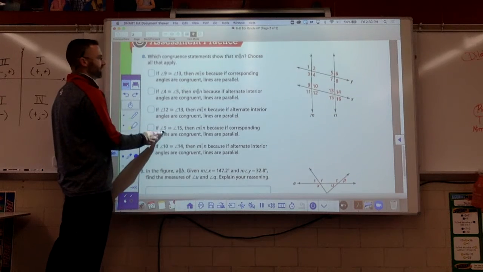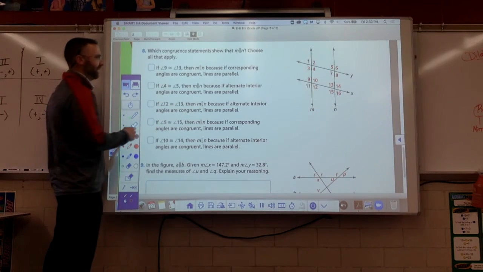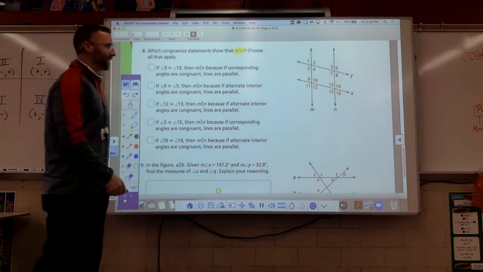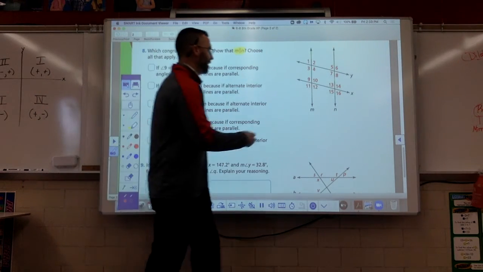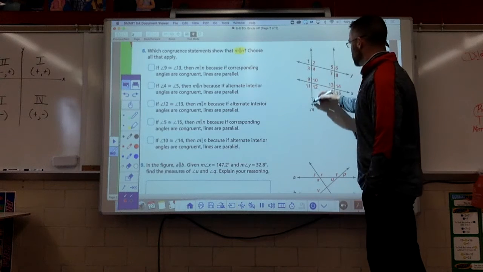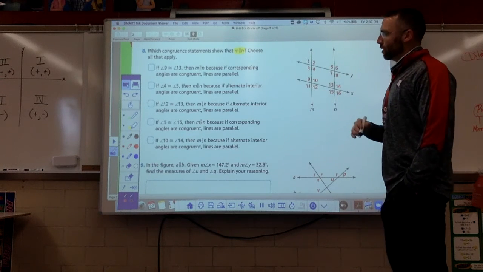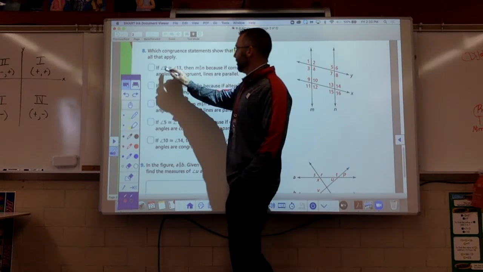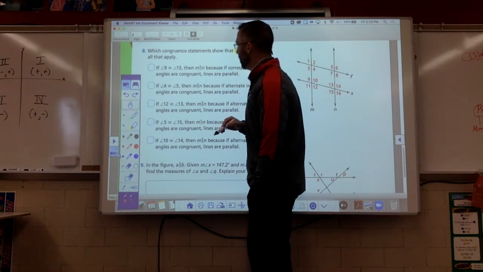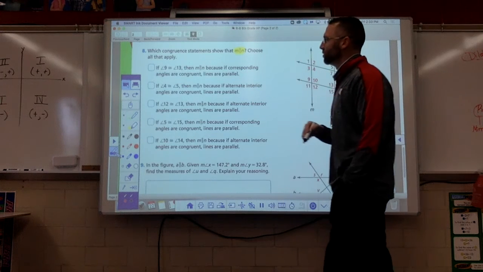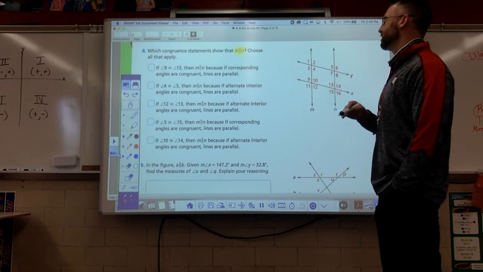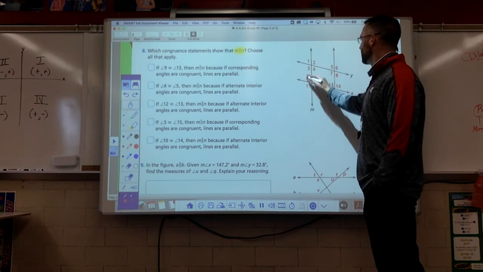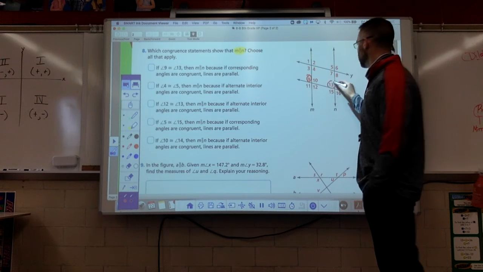Ooh, the lovely select all that apply. Now, it does tell us that M is parallel to N. So these are parallel lines, which means all of our relationships will be true. So let's look. If angle 9 is congruent to angle 13, then M is parallel to N. So let's look: 9 congruent to 13.